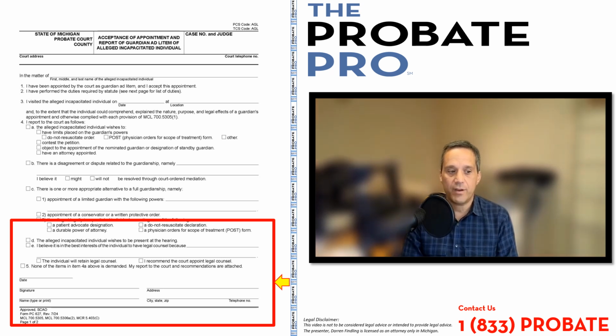Paragraph 5 indicates if none of the items of 4A are demanded, and you can then, the guardian ad litem can fully attach a report. Now, in some courts, the guardians ad litem do not even use this form. They simply do a full narrative report, and in some courts, it is the expectation that this form is utilized in addition to the full report. Then the guardian ad litem would sign with their full information below.